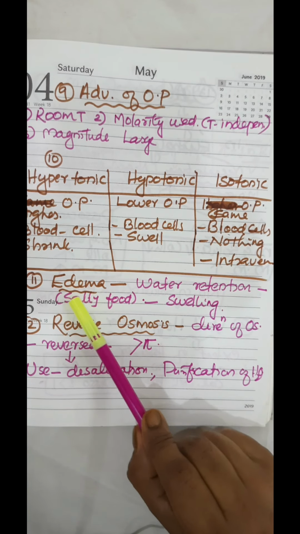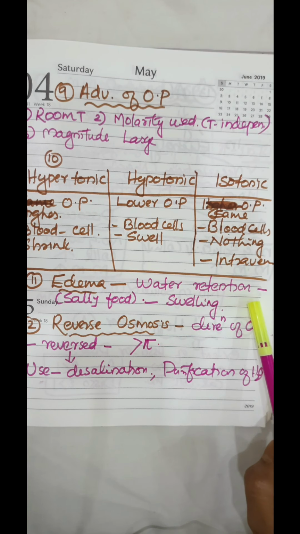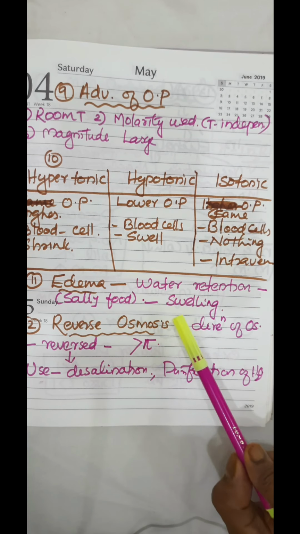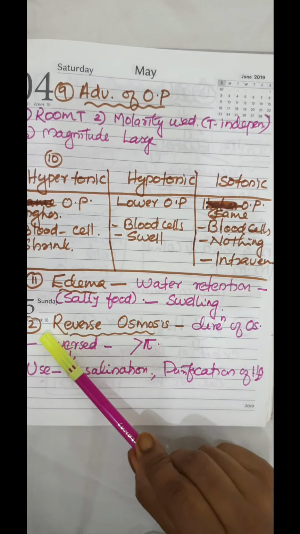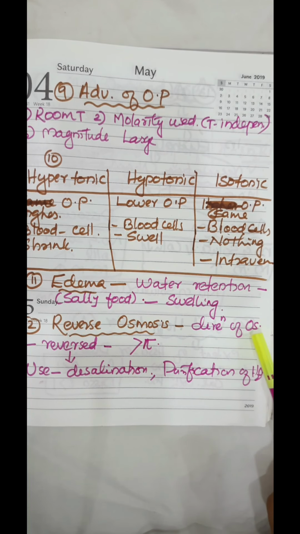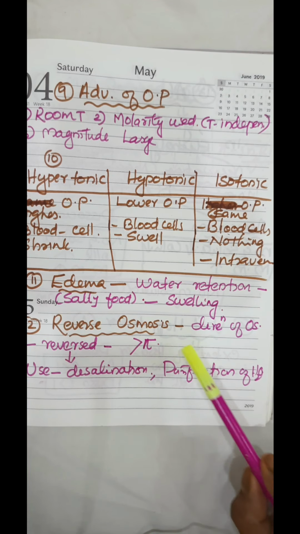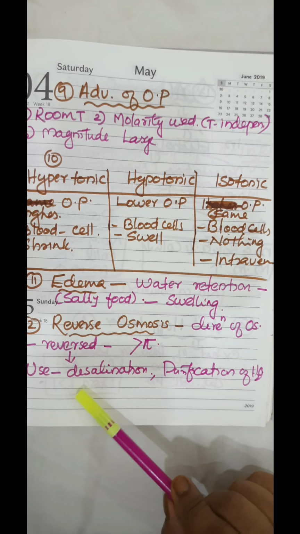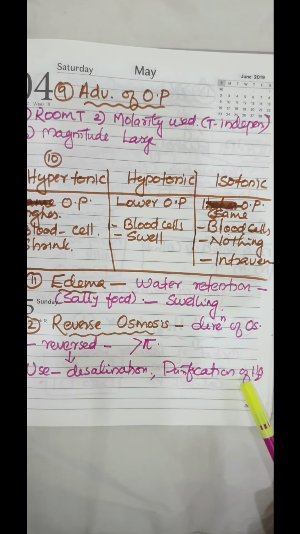Then the 11th one, edema. It's a condition in which water retention happens. The persons who take more salty food, swelling or puffiness happens here. Then the 12th one, reverse osmosis. The direction of osmosis can be reversed when we apply a pressure higher than the osmotic pressure. And the use of reverse osmosis is for desalination of seawater and the purification of water.